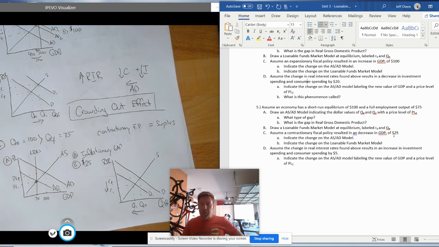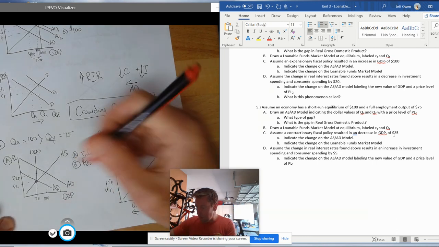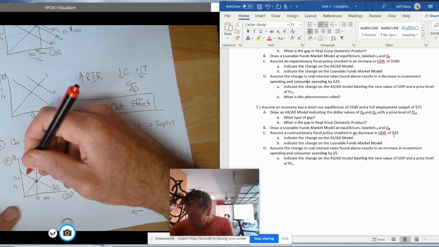Assume that the change in real interest rates found above results in an increase in investment spending and consumer spending. Okay, well, interest rates fell. Mr. Owen's like, oh snap, I'm going to go treat myself and take out a loan to buy something expensive, or businesses are going to take out a loan for more capital goods. So that grew aggregate demand, right? Because I'm a consumer, C went up, aggregate demand went to the right. Or I went up, aggregate demand goes to the right. So in either case, that would move aggregate demand to the right a little bit.